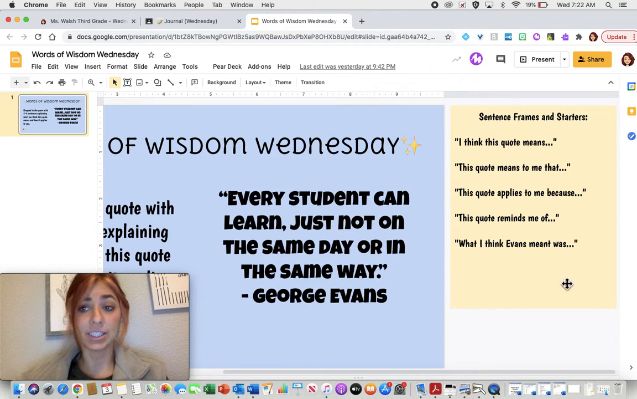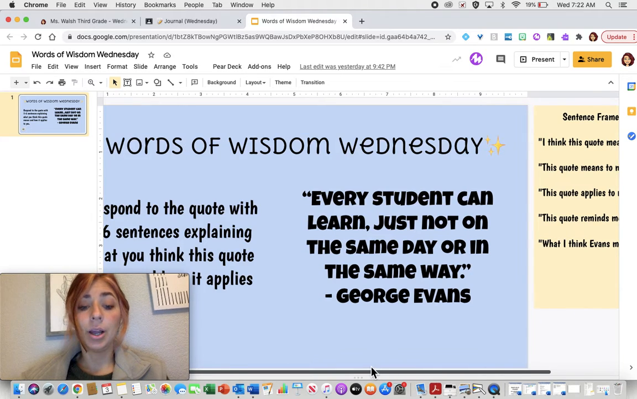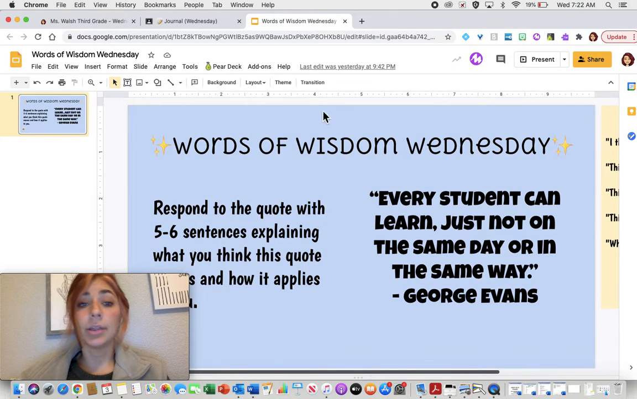Then you have sentence frames and starters over here on the right if you need them. If you don't, great, but they are there for you as a support.